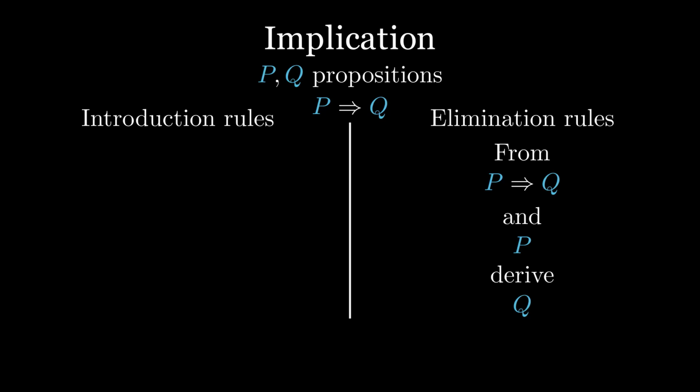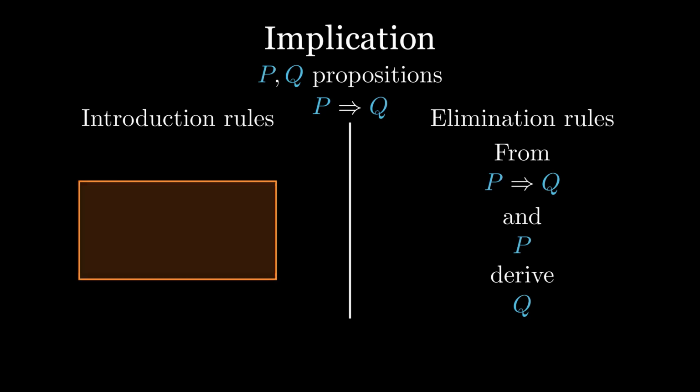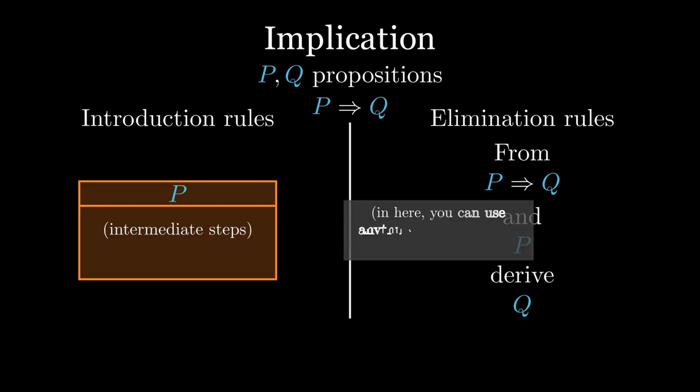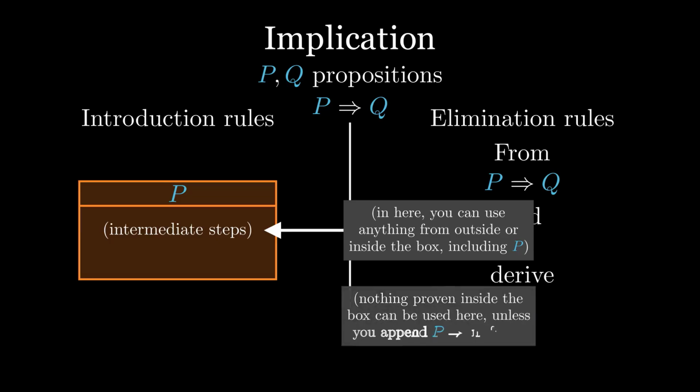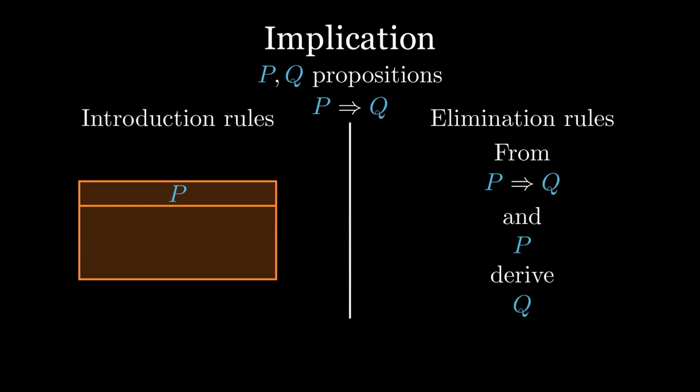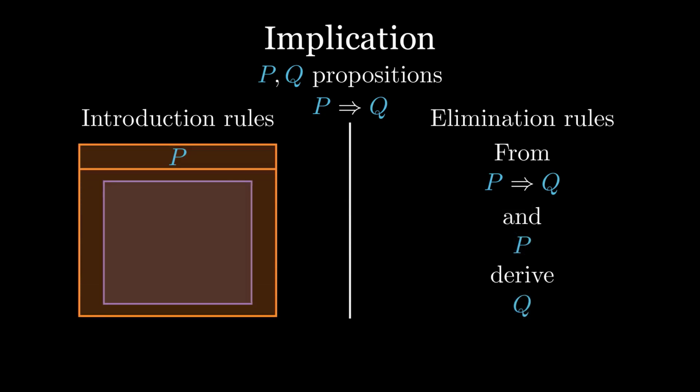I think it's clear what's going on if we draw some boxes. To prove P implies Q, draw a box and write P at the top with a line underneath. This is your hypothesis. Inside the box, continue your proof as usual. Here you may use anything from outside or inside the box, including the hypothesis P. However, you cannot use anything from inside the box to prove anything outside the box, unless you append "P implies" in front. So if you prove Q inside the box, you can take it outside the box, but only as P implies Q. You can nest these boxes within each other, and the same rules apply.